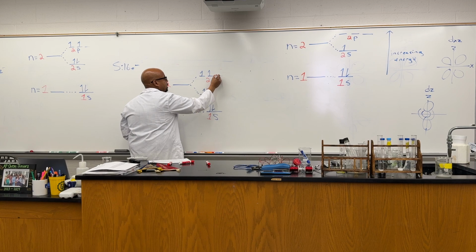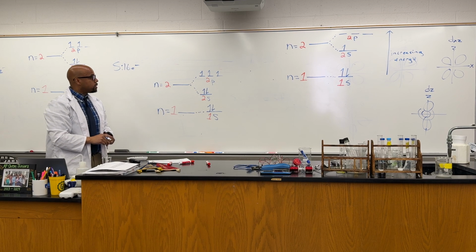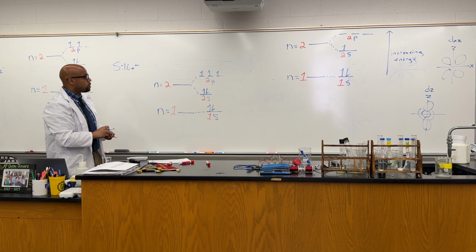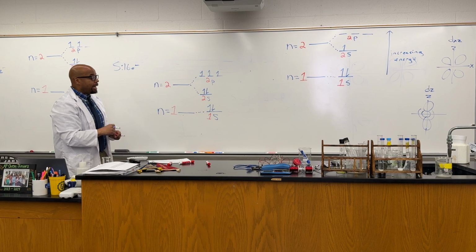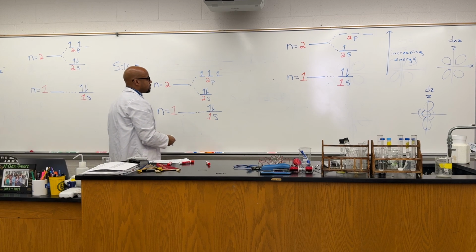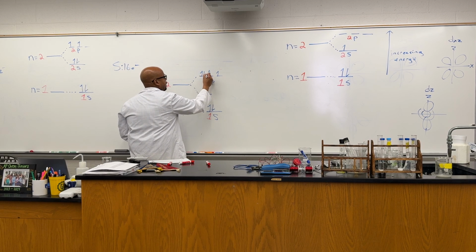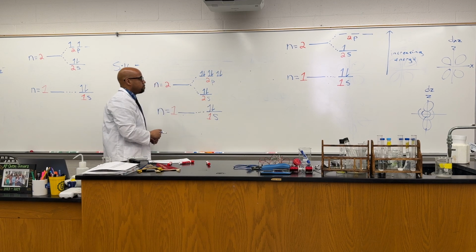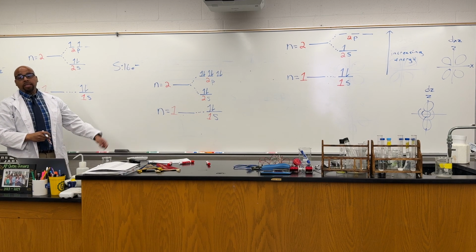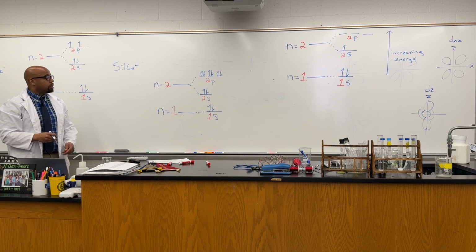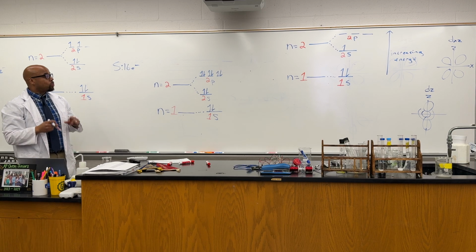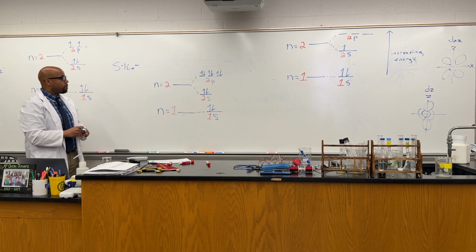5, 6, 7. Gotta go once again, each individual orbital here. And now I'm forced to pair up. So I've got 7, that's 8, 9, 10. I got 16 here. Yes, absolutely. So watch this last one, because this is the one I need to show you in order for you to be able to do your homework assignment for tonight.